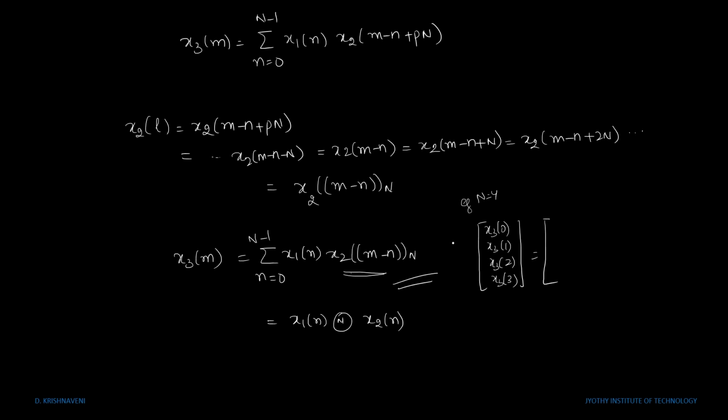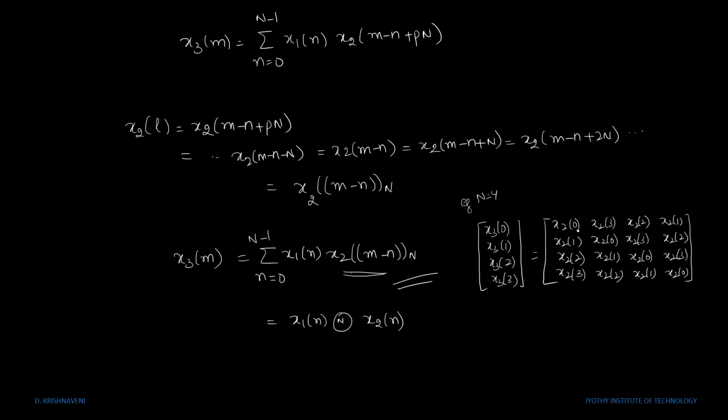So x2 of 0, x2 of 1, x2 of 2, x2 of 3, circularly shift. So you just shift here: x2 of 1, x2 of 2, x2 of 3. Now once again shift: 3, 0, 1, 2. And finally once again shift: x2 of 2 here, x2 of 3, x2 of 0, x2 of 1. So we have circularly shifted.